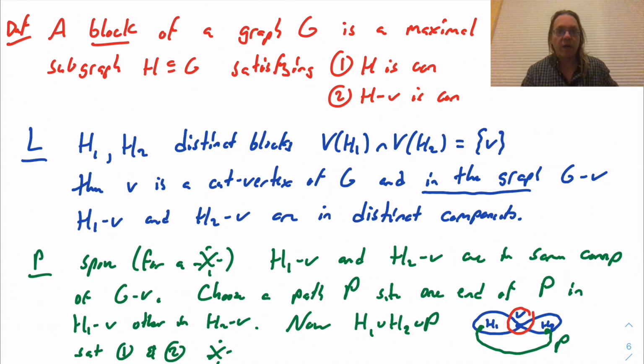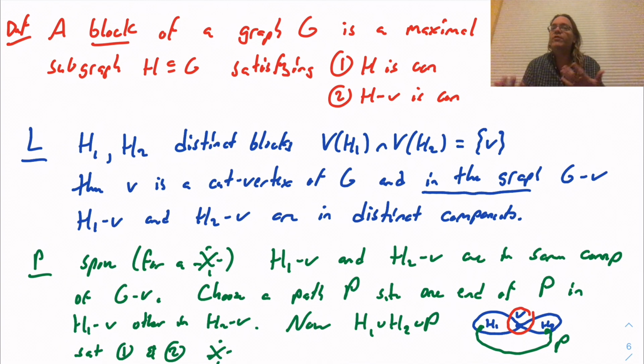Now I have to consider what happens when you delete a vertex from this graph and argue that it will stay connected. There are a couple of cases to consider here. You could delete the vertex V, for instance. If you delete the vertex V, we are well prepared. In that case, H1 delete V is a connected graph. It shares a vertex with P. So that means H1 delete V union P is connected. And that graph shares a vertex with H2 delete V.